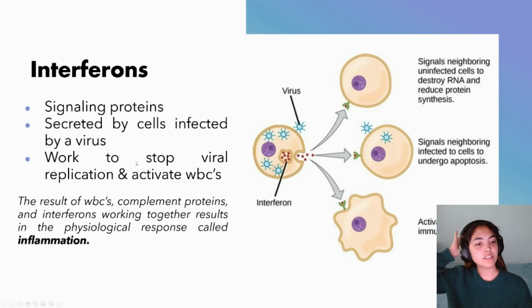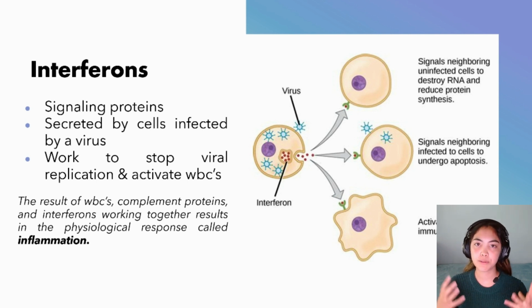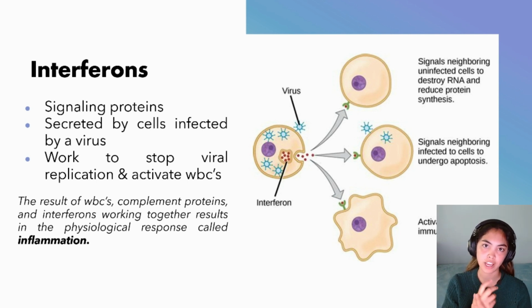So, the result of these white blood cells, complement proteins, and interferons working together is inflammation. And we know what inflammation looks like. I'm sure we've all experienced it if we've ever sprained an ankle or a wrist or anything, or we've got bitten and something all flares up. That is actually our human immune system at play.